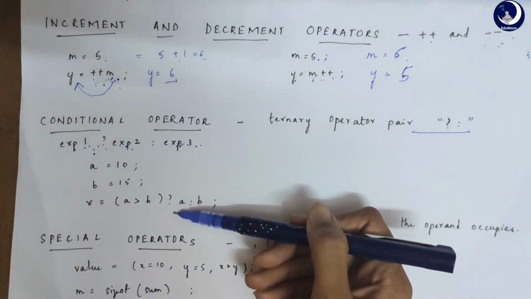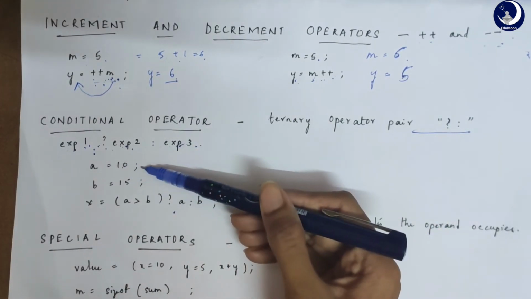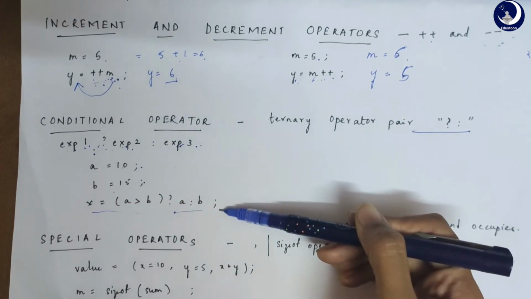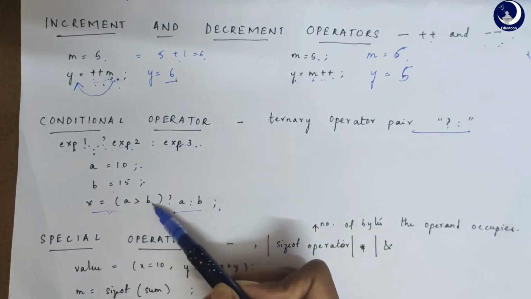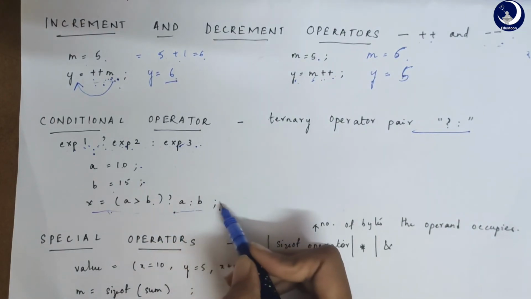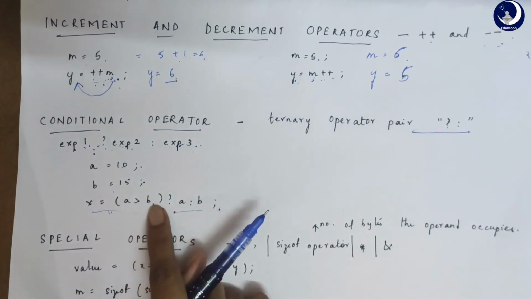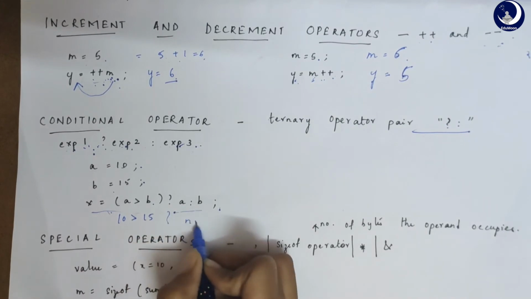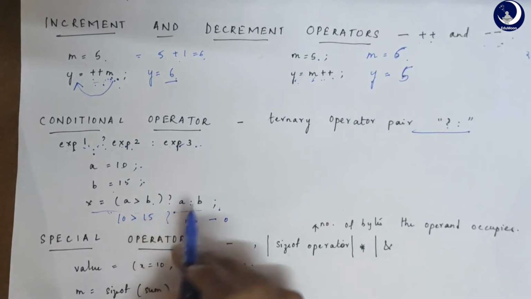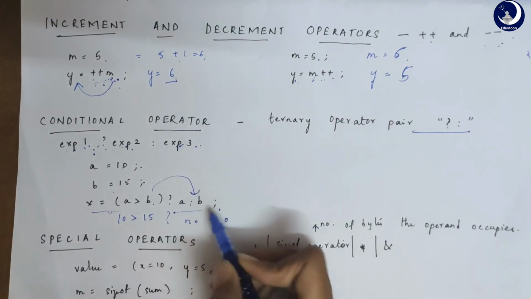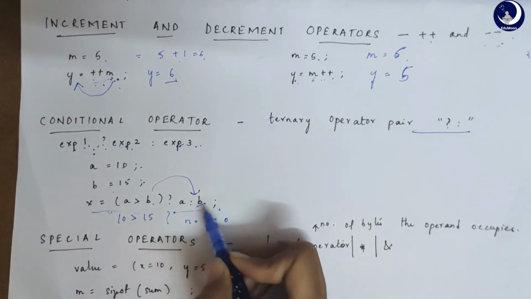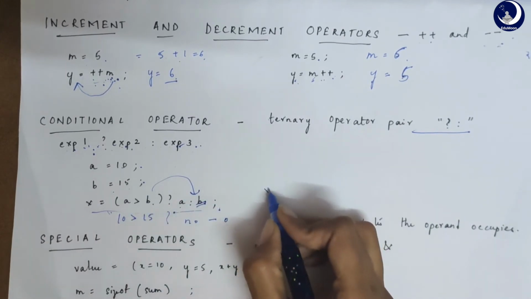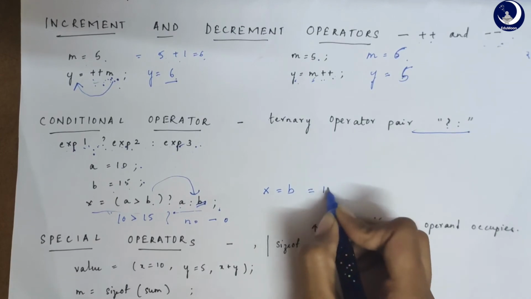Consider the following statements. A is equal to 10, B is equal to 15, and this is the conditional expression: X = A > B ? A : B. Is A greater than B, is 10 greater than 15? No, it is false. So when it is false, it goes to B and returns the B value. What is B? 15. So X is assigned the B value, which is nothing but 15.